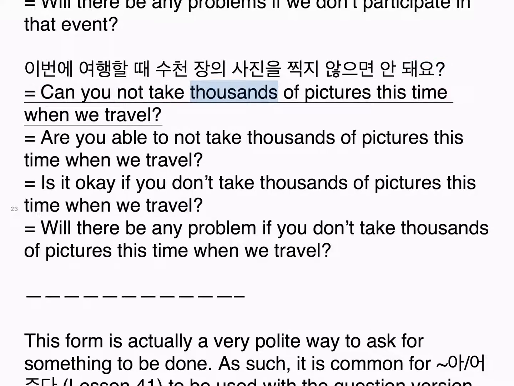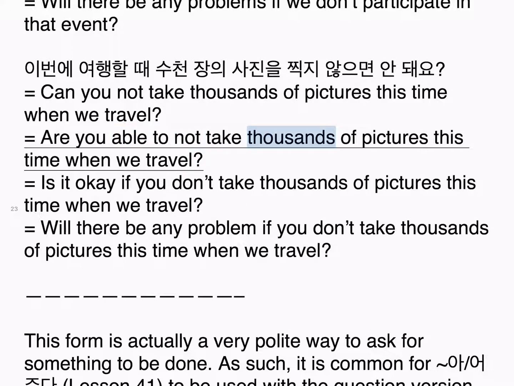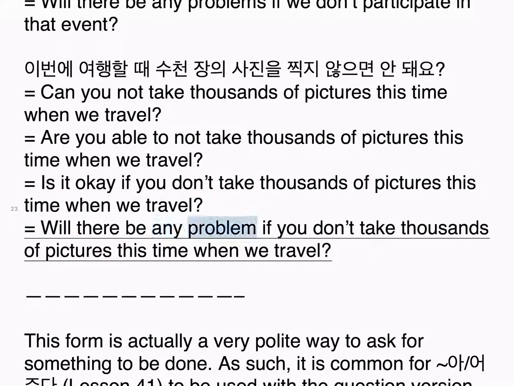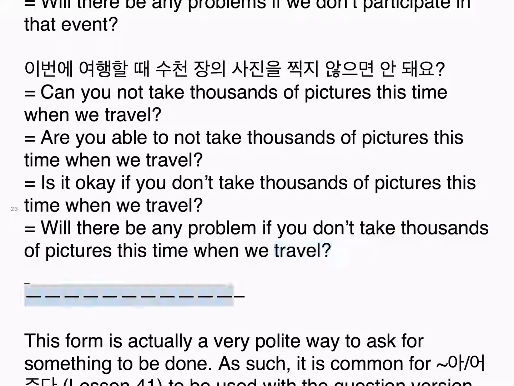Can you not take thousands of pictures this time when we travel equals are you able to not take thousands of pictures this time when we travel equals is it okay if you don't take thousands of pictures this time when we travel equals will there be any problem if you don't take thousands of pictures this time when we travel? This form is actually a very polite way to ask for something to be done.